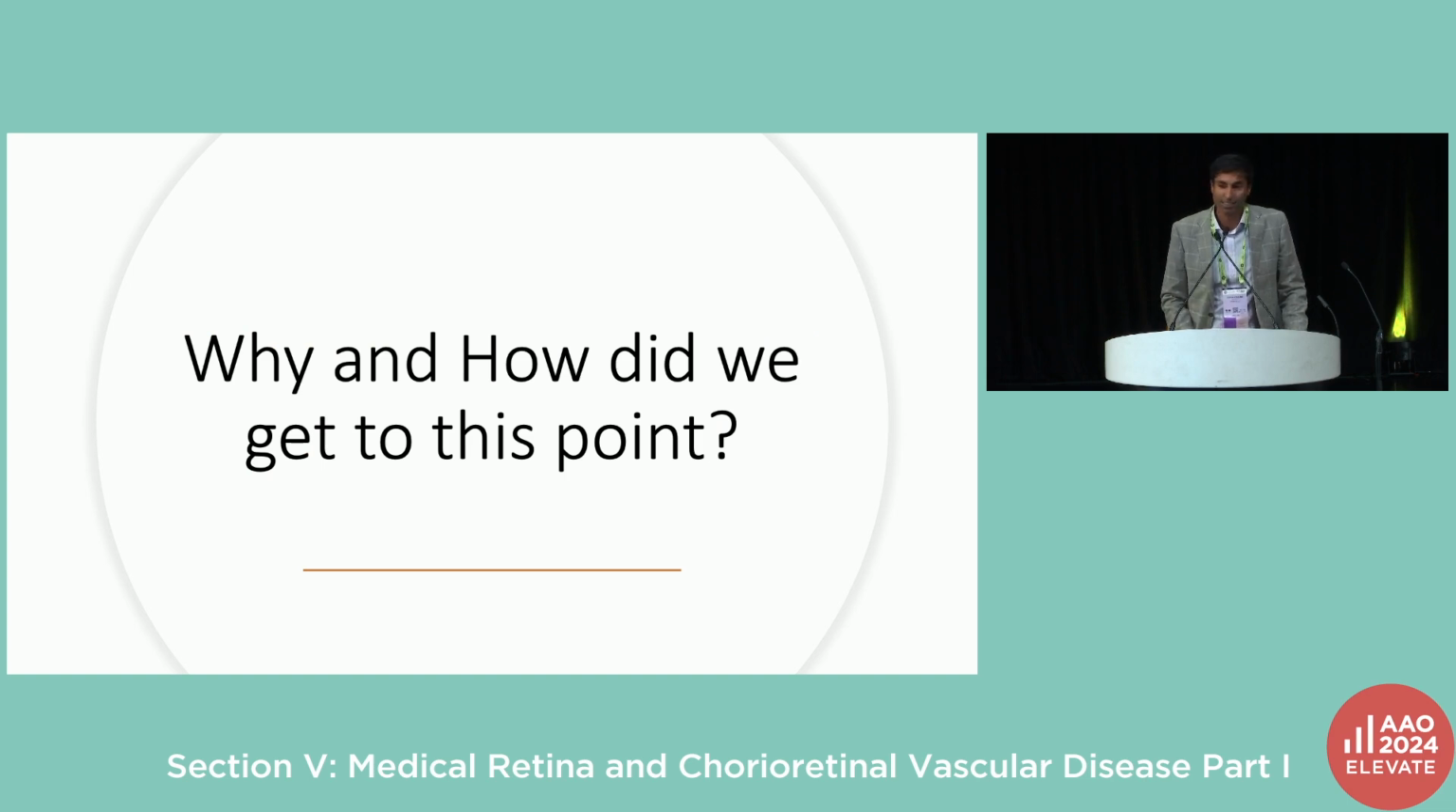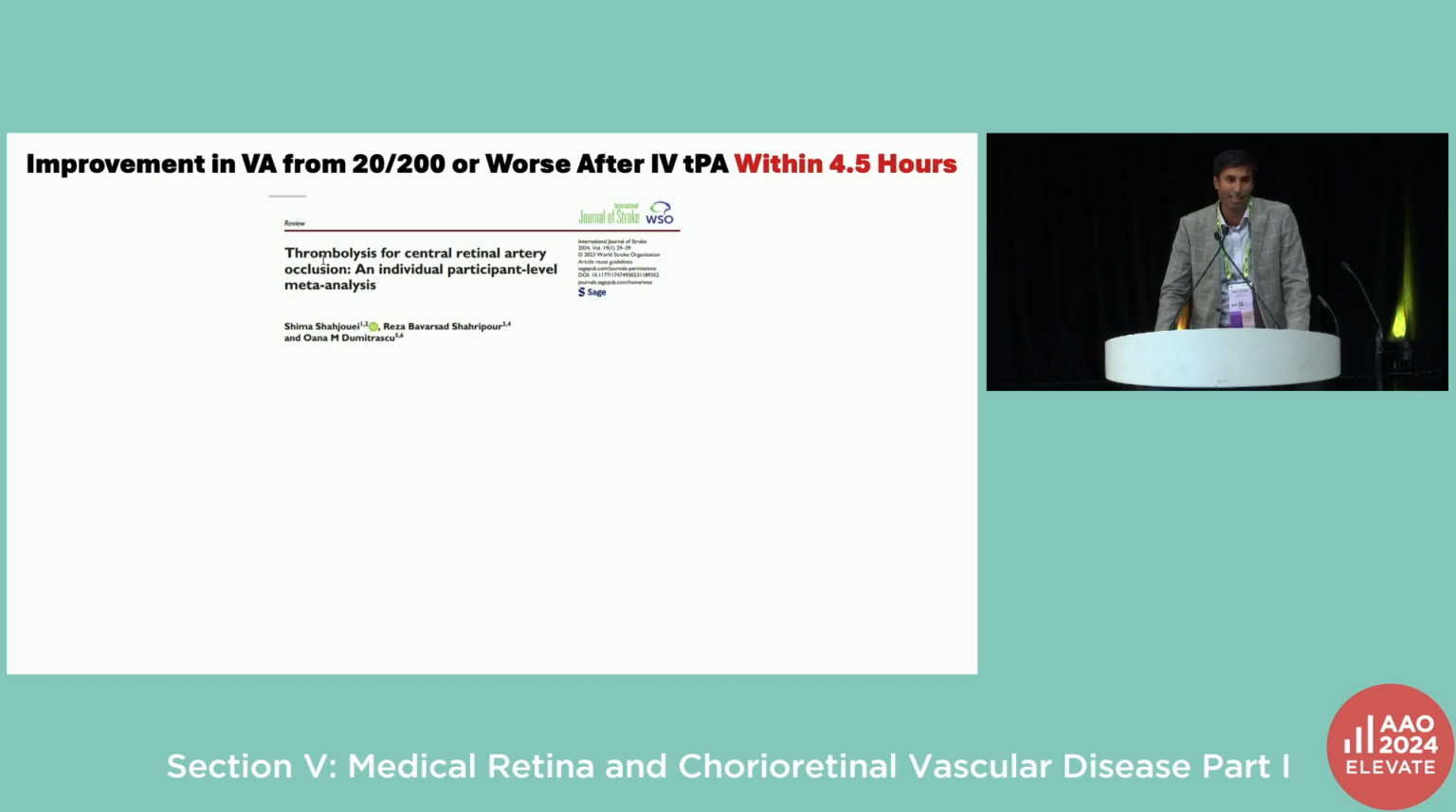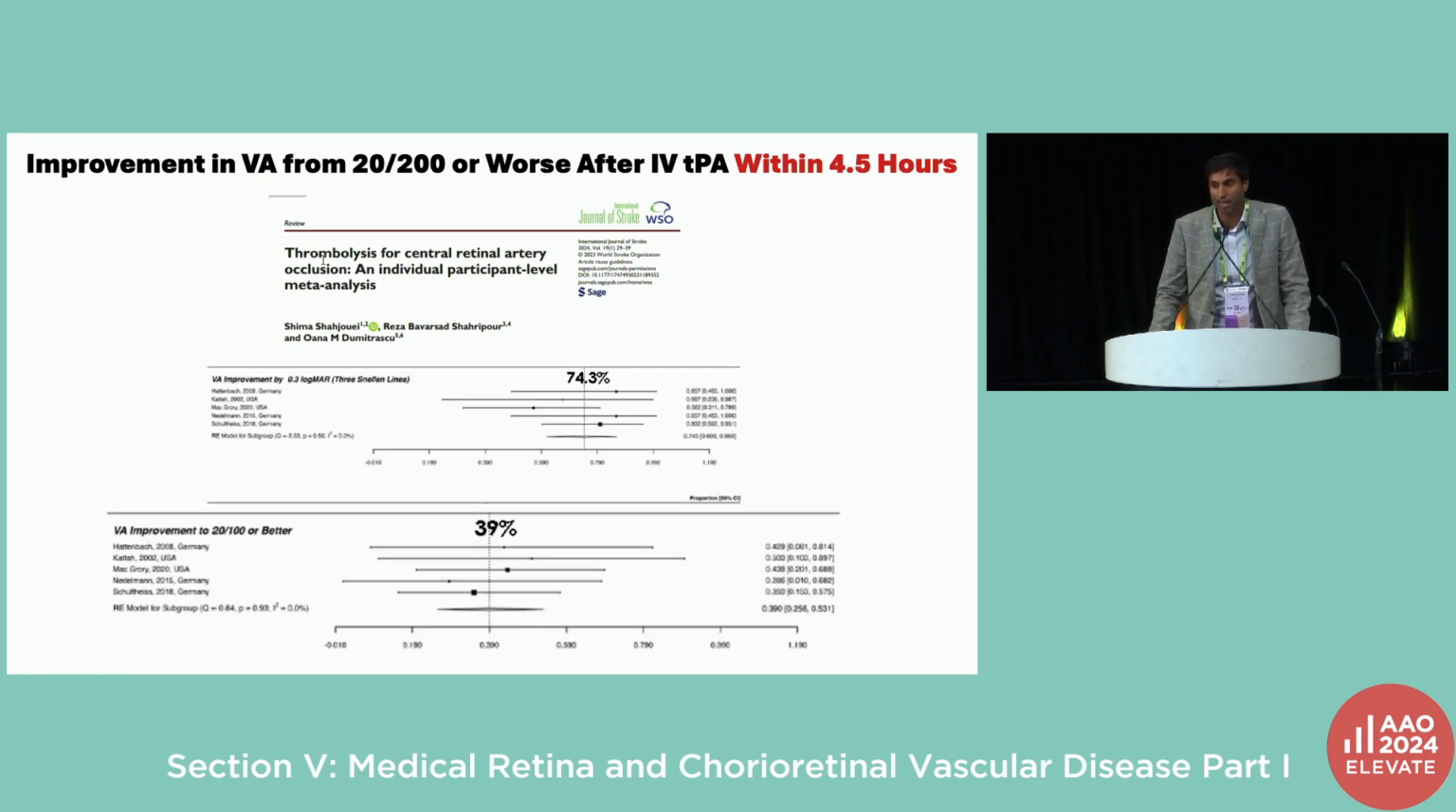So the question for the audience is why and how do we get to this point at KP Northern California? First thing we all know, CRAO is probably a top 5 bad disease in retina, right? Without any treatment. However, if you really study the literature carefully, there may be some signal for those patients who you can treat within 4.5 hours with thrombolysis. And this is a recent meta-analysis. 74% of patients treated within 4.5 hours improved by 0.3 logMAR, and about 39% got better than 20/100. So maybe there's something there, right?